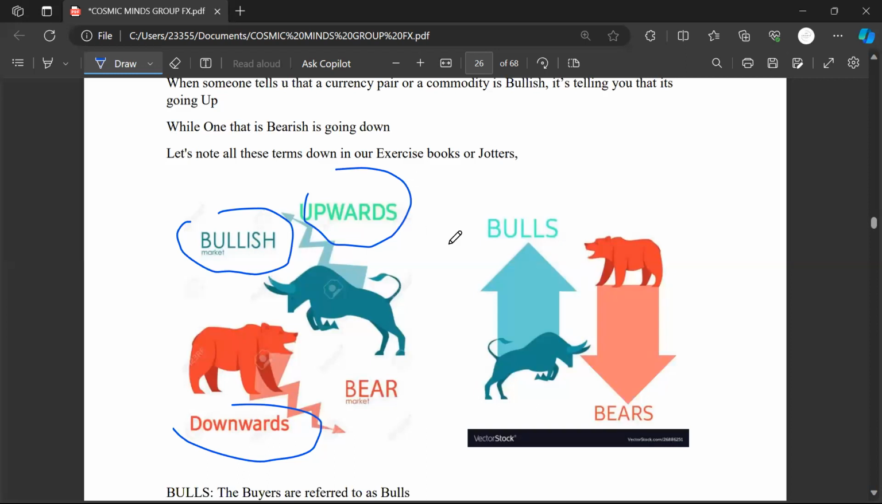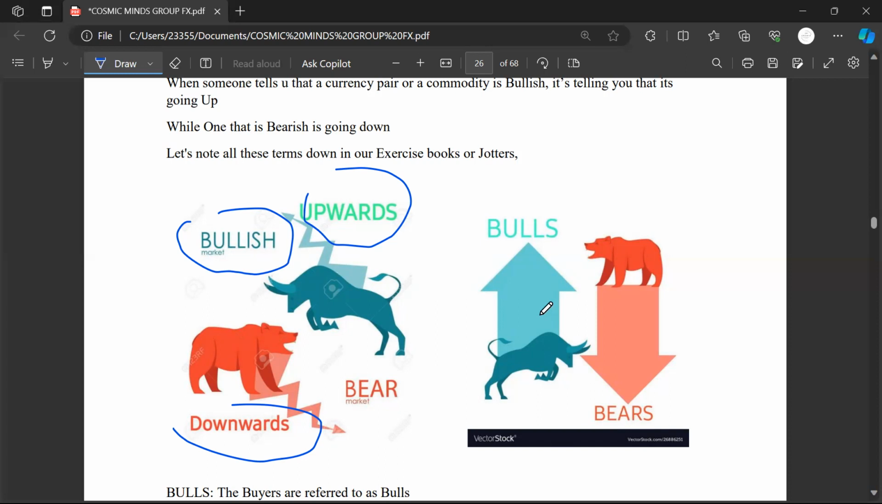That is it. Now the terms are just taken from these animals, bulls and bears, right? There's this funny analogy that many mentors or teachers say about the bears and bulls just to make people understand it. They say that when a bull wants to knock you down, it knocks you from the bottom and then takes you up, right? That is what they say.